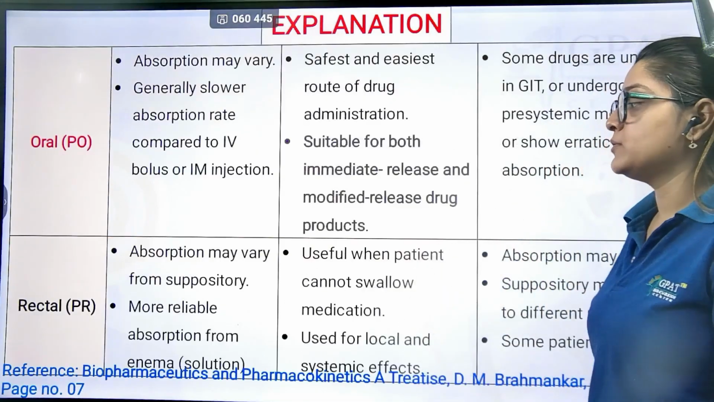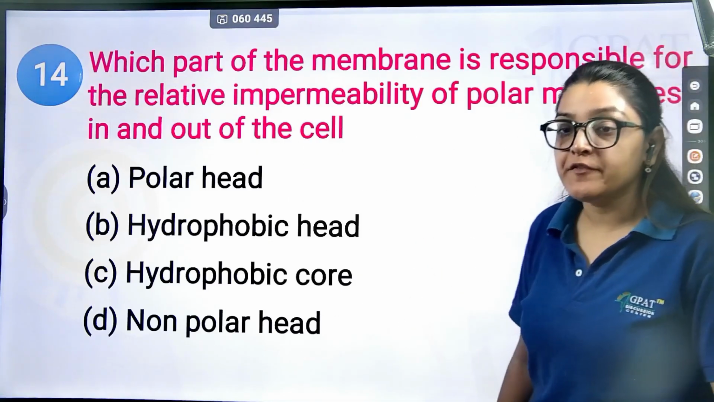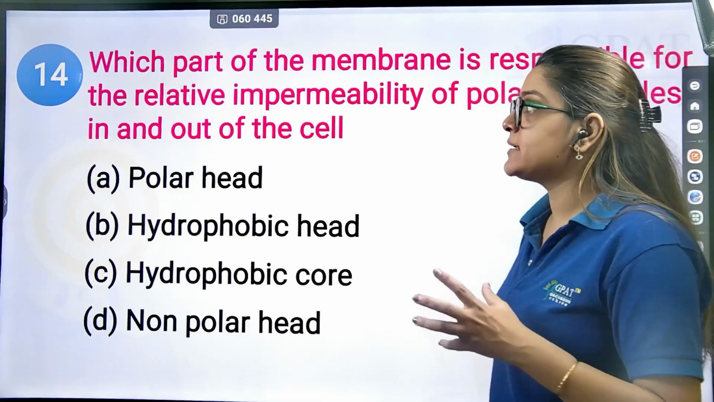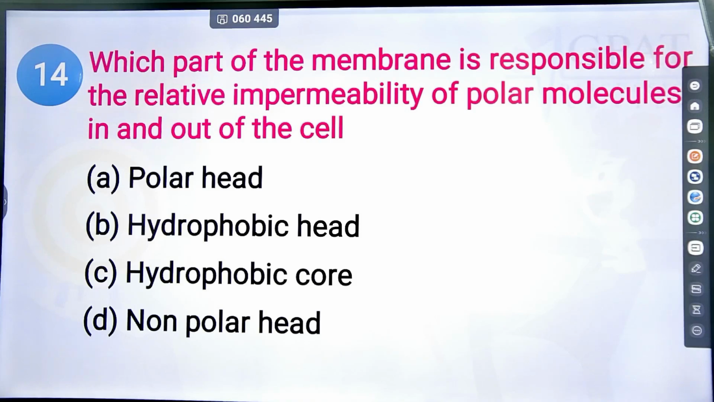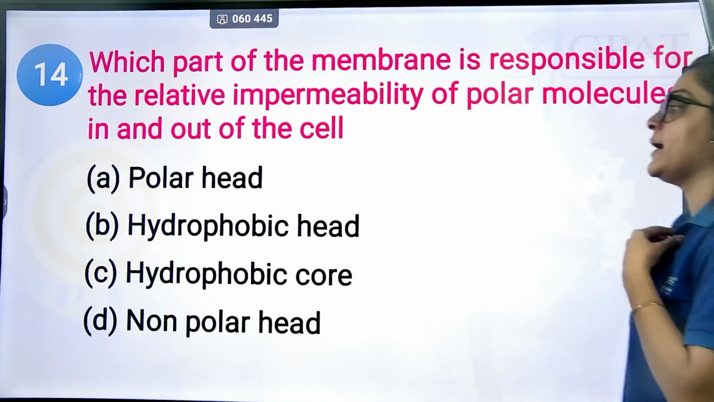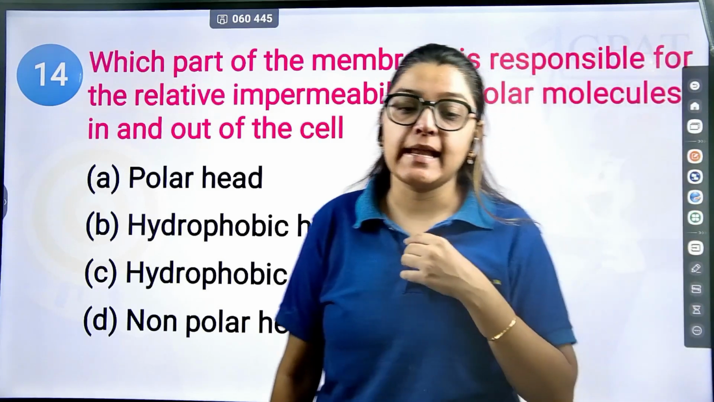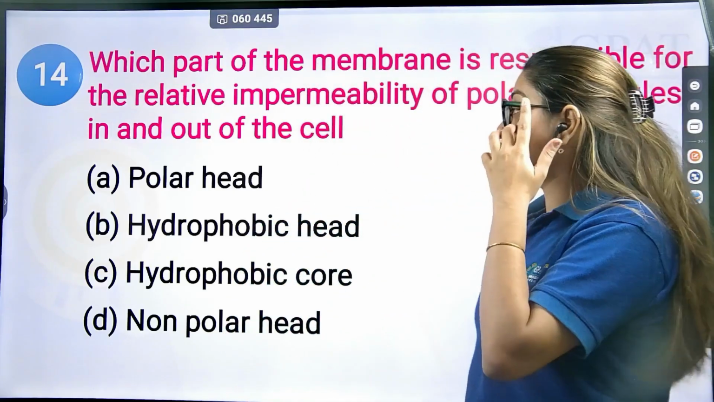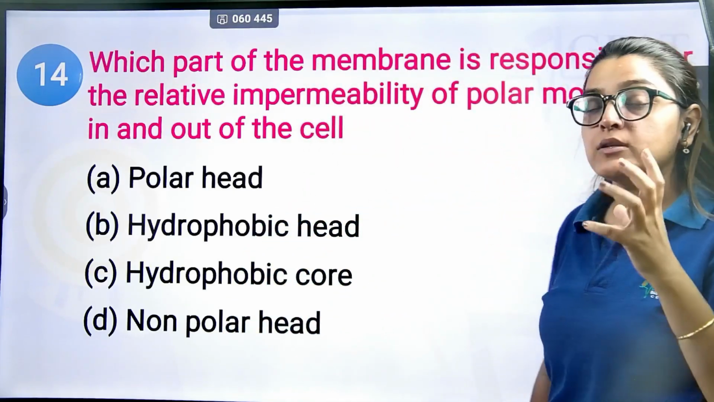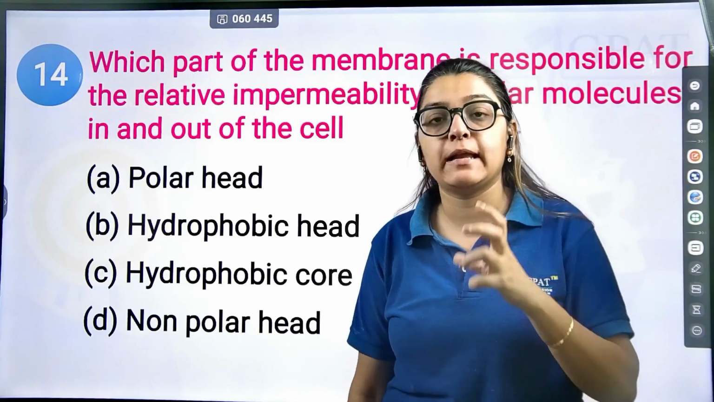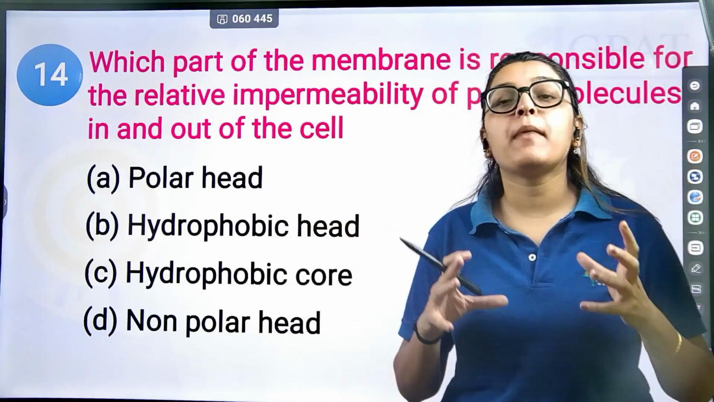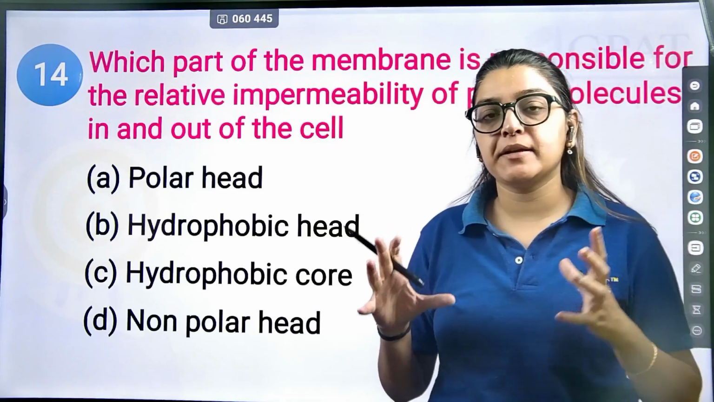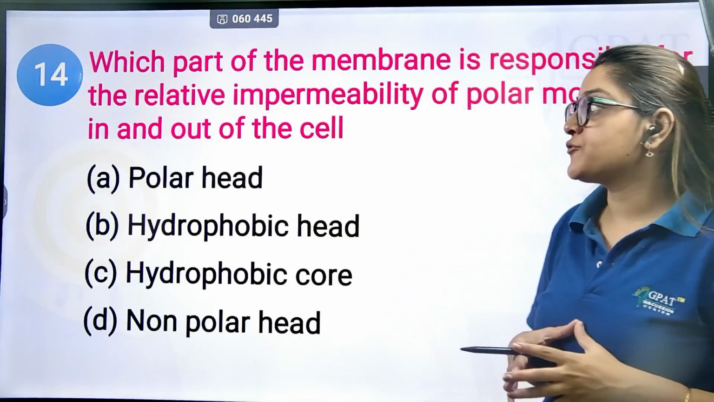Now moving on, which part of the membrane is responsible for the relative impermeability of polar molecules in and out of the cell? In and out of the cell depends upon how the polar head and the non-polar tail are actually placed, because the membrane is made up of the bi-phospholipid layer, right? The membrane is made up of the bi-phospholipid layer.